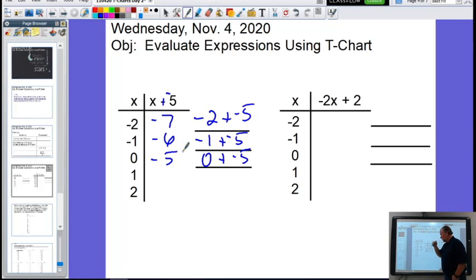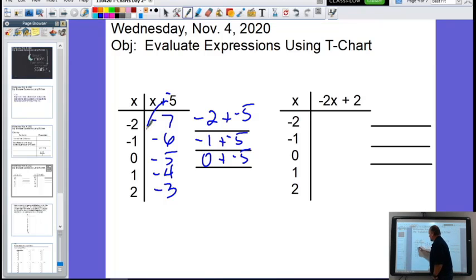Now for the remaining answers, you can use the pattern. And you'll notice that right here I'm going -7, -6, -5. So that means I'm increasing by 1. So then this one should be -4, -3. That's what I'll expect to see on this assignment.